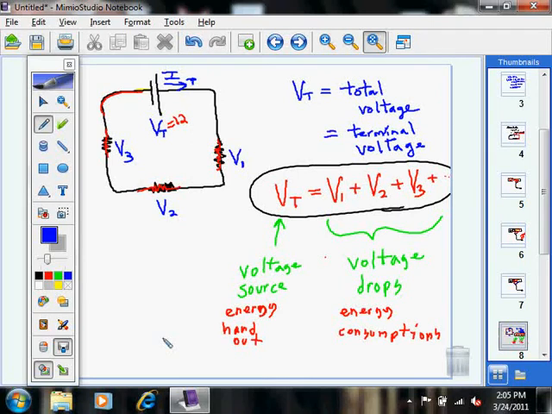And then the current going through this first light bulb, if I call that current I1, and then if I call the current going through the second light bulb I2, and then the current going through this third light bulb I3. We sort of established this yesterday.